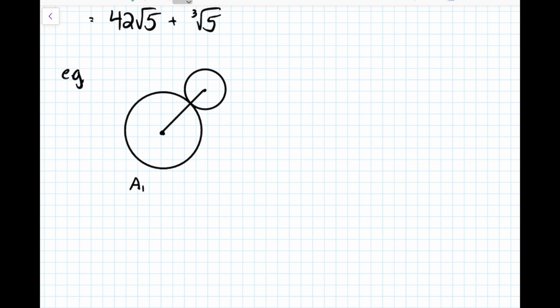I'll tell you the areas. So the area of the bigger circle, so I'm just going to call that area 1, is going to be 48 pi. The area of the smaller circle, which I'll call area 2, is going to be 12 pi. And so what I want to know is what is the length of the line? So how far apart are the middles of the 2 circles? But specifically, I want the exact distance.